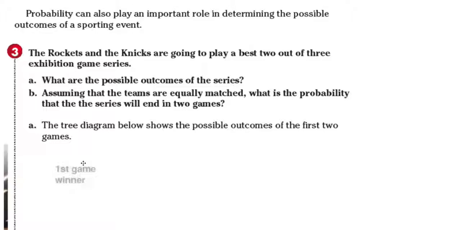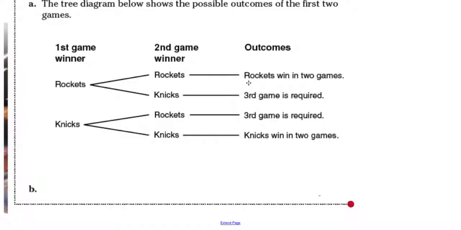So you have a first game winner, and then the second game winner, and then we'll look at all the outcomes at the end. The first game winner might be the Rockets or the Knicks. After the Rockets win, the second game might be won by the Rockets or the Knicks. After the Knicks win the first game, the second game could be won by the Rockets or the Knicks. The possible outcomes would be Rockets win in 2 games. And a third game is required because the series is tied if the Rockets win the first game and then the Knicks win the second game. A third game will be necessary.